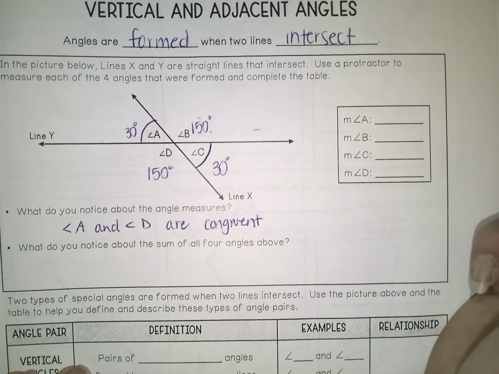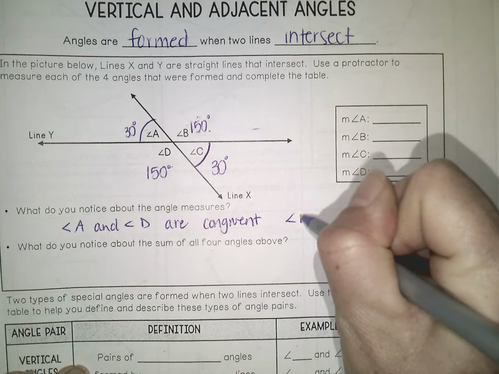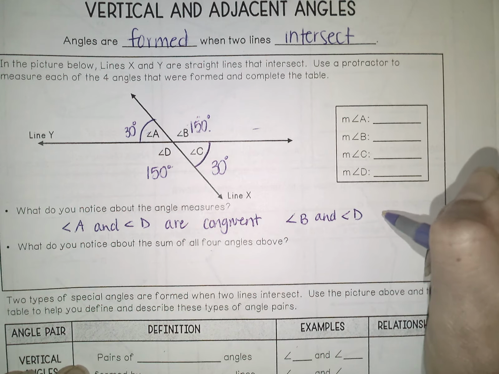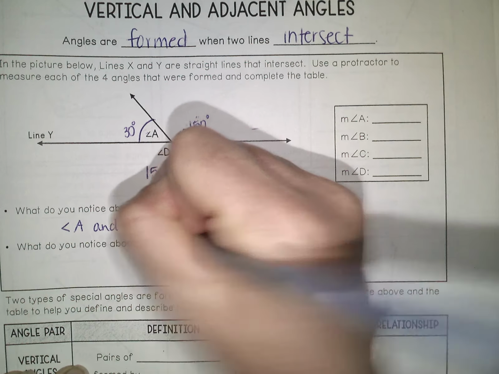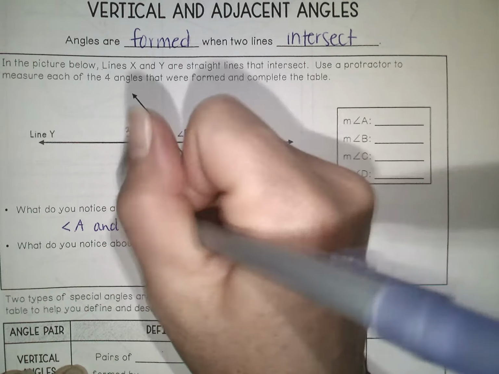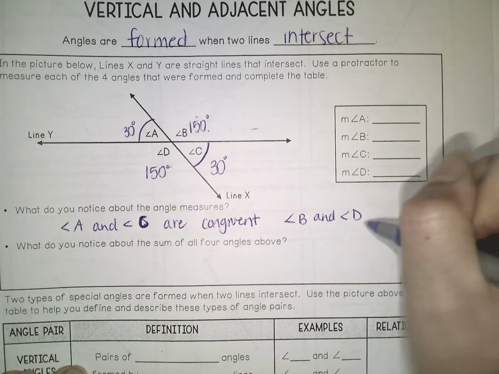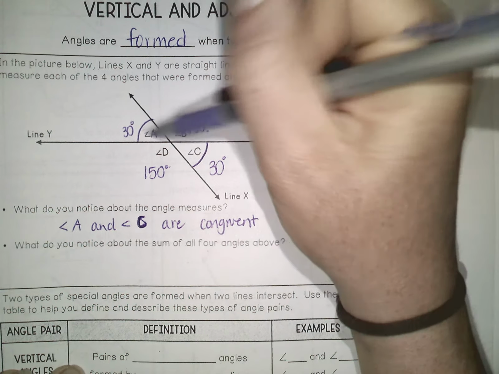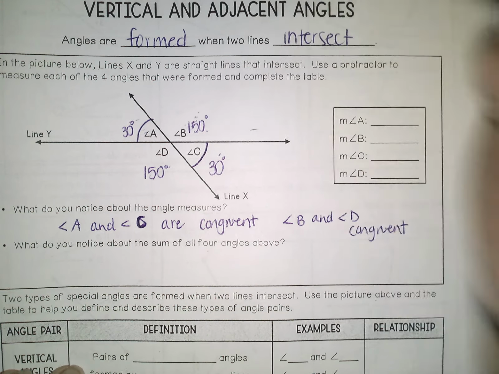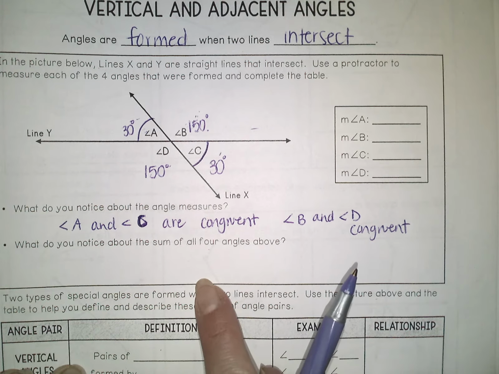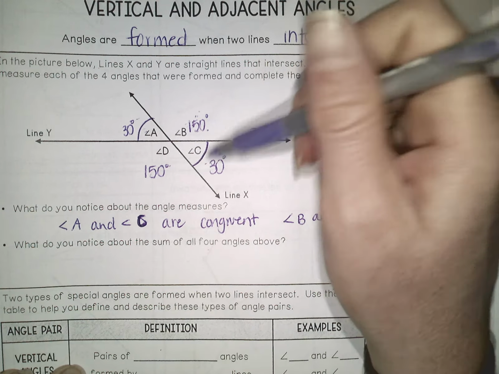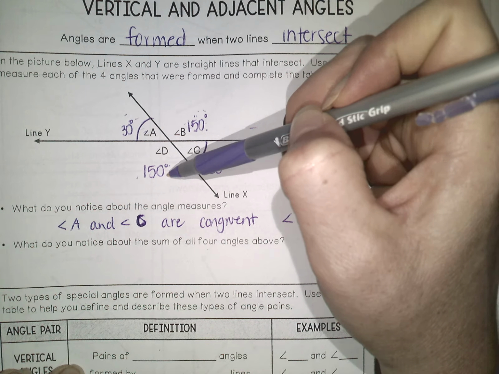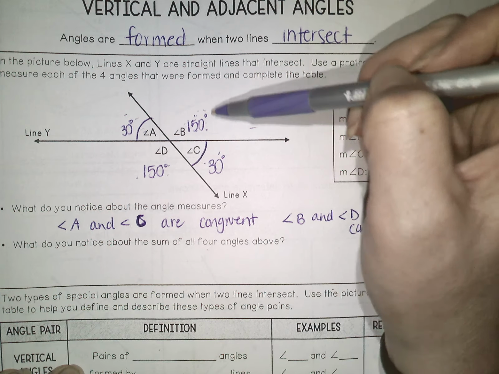So what do we notice about the angle measures? We notice that angle A and angle D are congruent. And we notice that angle B and angle D, yep, this is a correction, sorry. Angle A and C are congruent. And angle B and D are congruent. So we know the angles across from each other are congruent.